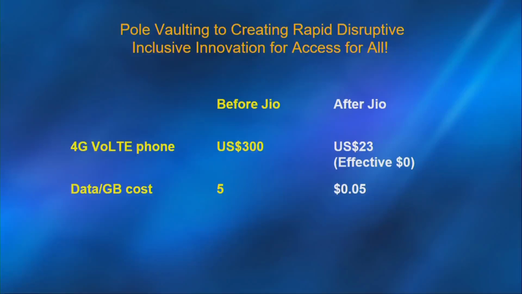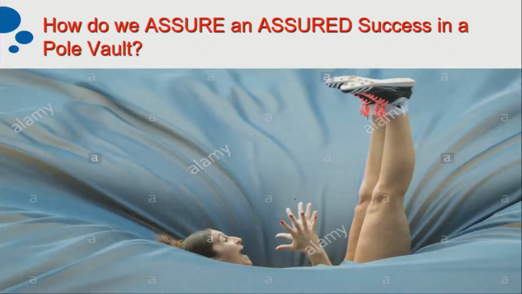Look at the data per GB, the cost. It was $5. It has been brought down by 100 times, basically. And the voice expenditure, $1.6 per minute, it has been brought down to 0. So just see the difference Jio has made. And today we have something like 360 million customers just built up in the last 2 years. So it is amazing.